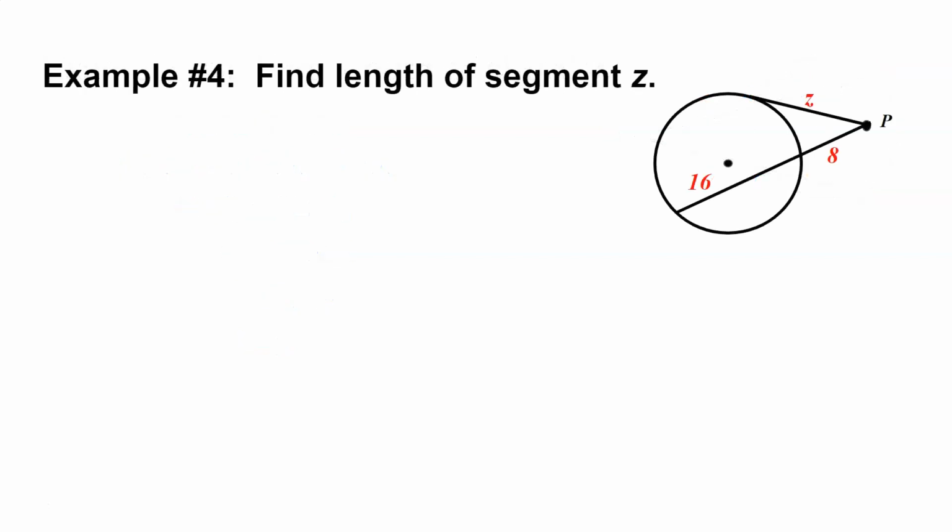Let's find the length of segment Z. Again, we've got the tangent and the secant. So let's put in letters again, A, B, and C to help us out. So from P to the first side is point A. From P to the second side is also point A. So we've got PA times PA. And then we've got PB times PC.